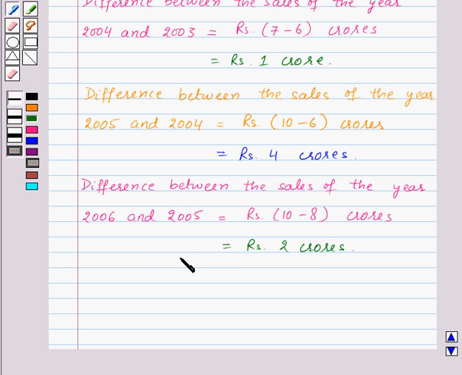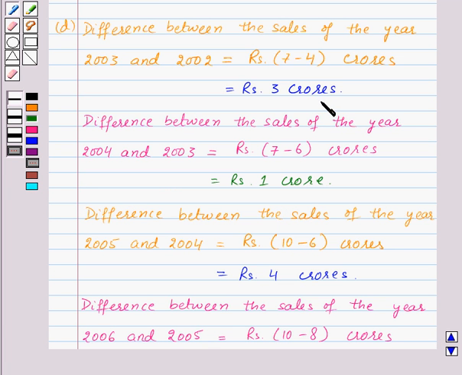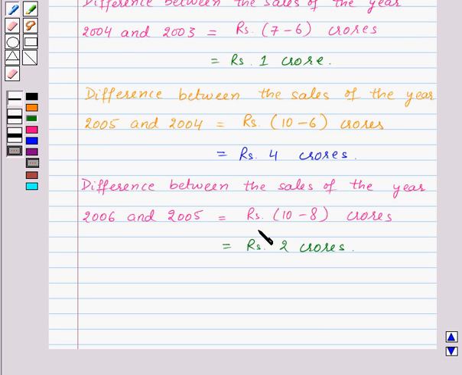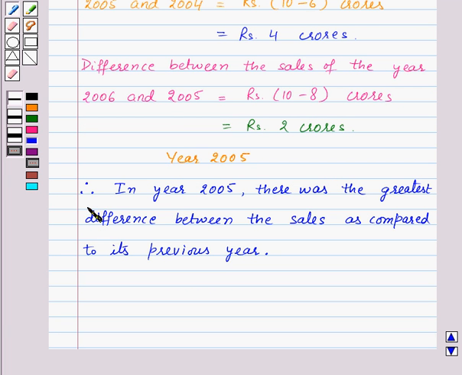Now, we need to find that in which year there was the greatest difference between the sales as compared to its previous year. So here the difference is 3 crores, here it's 1 crore, here it's 4 crores and in this it's rupees 2 crores. So that means rupees 4 crores is the greatest and thus the answer is the year 2005. Therefore, in year 2005 there was the greatest difference between the sales as compared to its previous year, that is 2004.